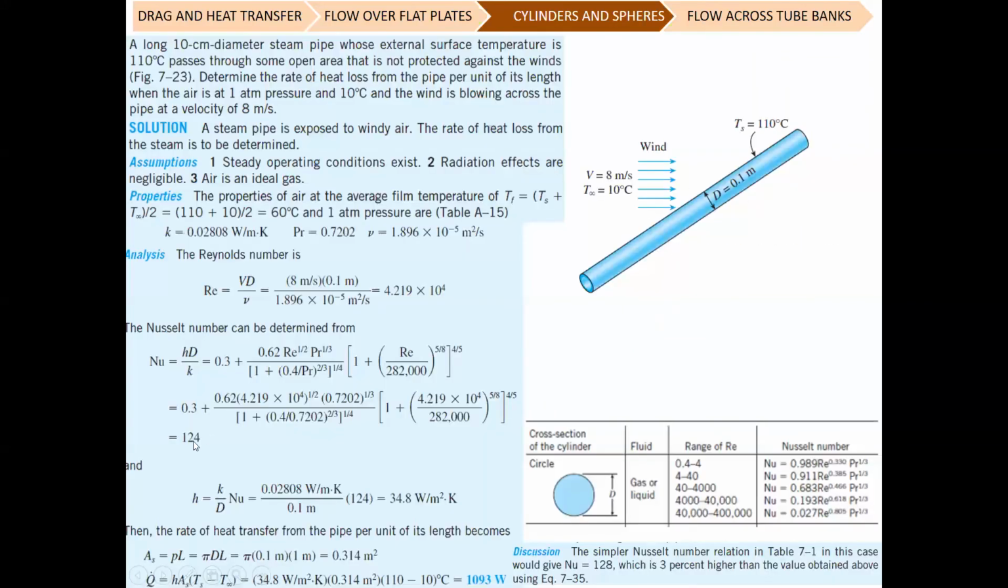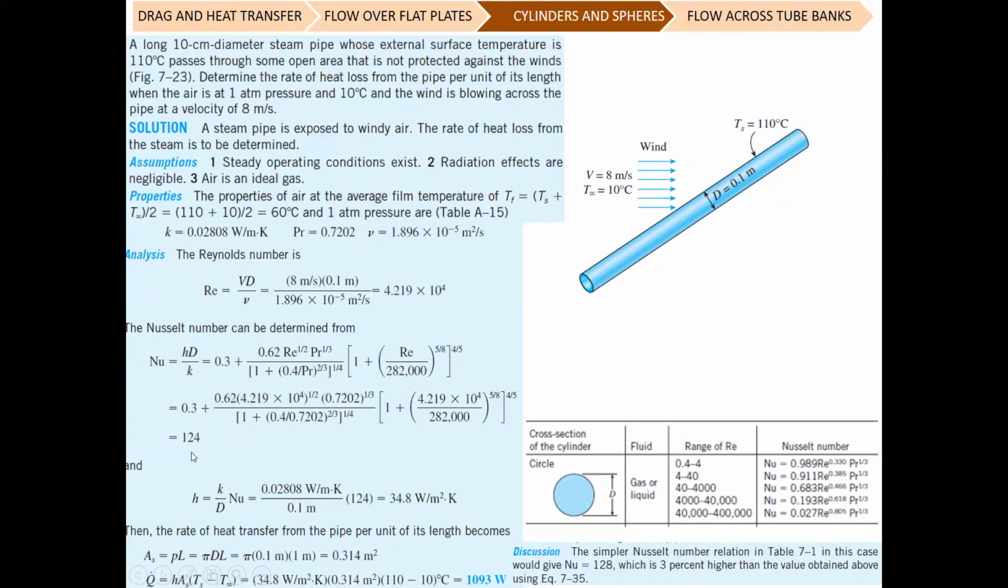Okay, let's check. So this is the result. This is the correlation, and from the correlation, you will find the Nusselt number is 124. So basically, Nusselt number is equal to hL over k. In this case, your L is going to be D, because this is a cylinder, divided by k. So you know D, you know k, and the next step is to find the h.